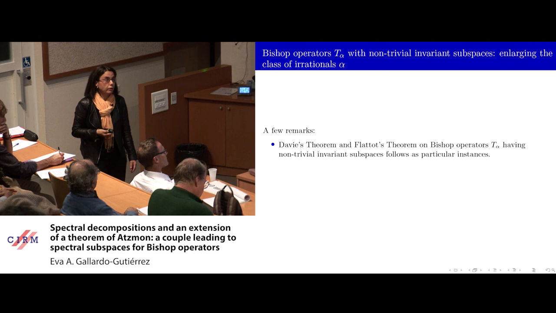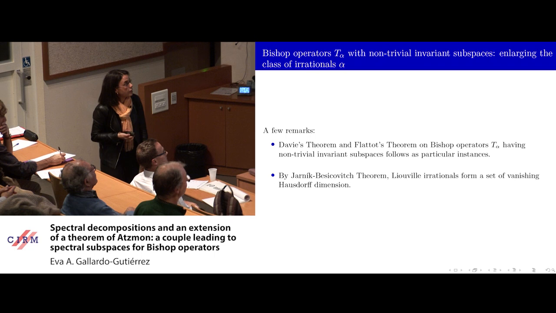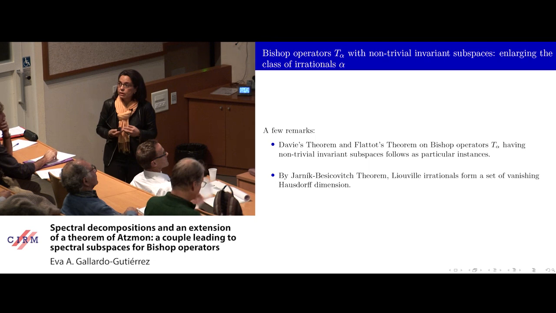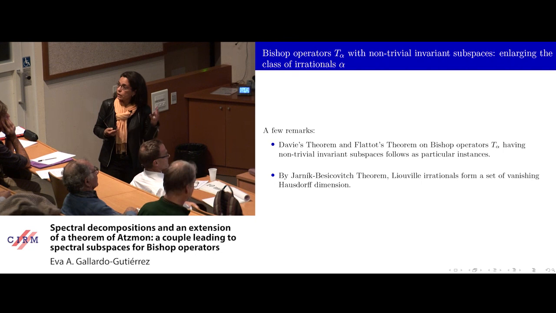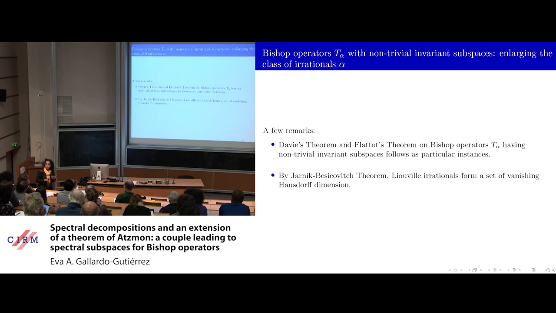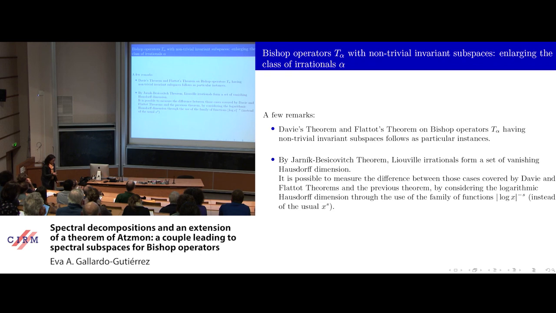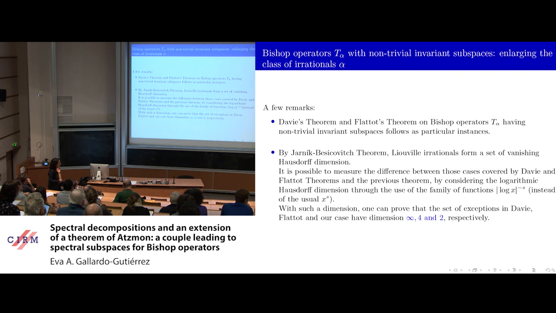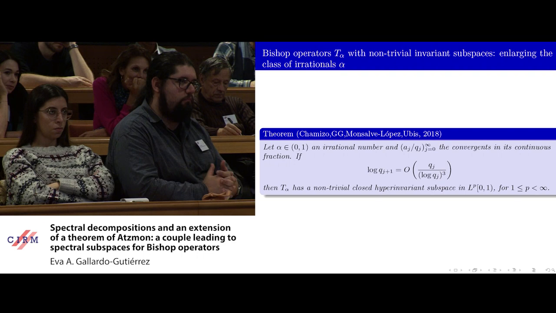Actually, by the Jarník-Besicovitch theorem that I told you about, Liouville irrationals form a set of vanishing Hausdorff dimension, but we can still measure the exceptions in the theorem I just showed you and in the previous theorems using the logarithmic Hausdorff dimension, using this family of functions instead of the usual one. The dimension of the exception in Deddens's theorem is infinity because we are skipping all the Liouville numbers. In Flattot's theorem, the log Hausdorff dimension is 4, and in our theorem it is 2. So we really enlarged the set of irrationals, but still there are some Liouville numbers for which we don't know what's happening. And this is the theorem once again.